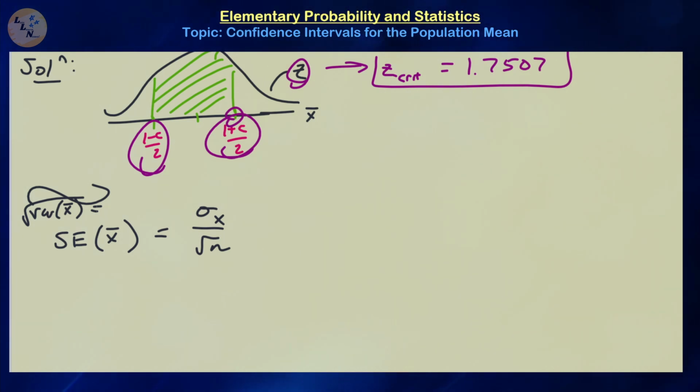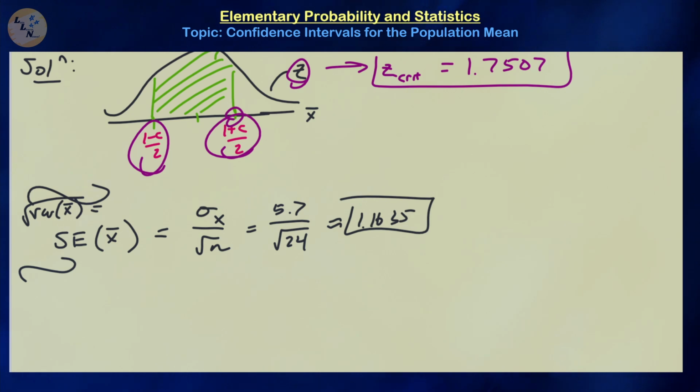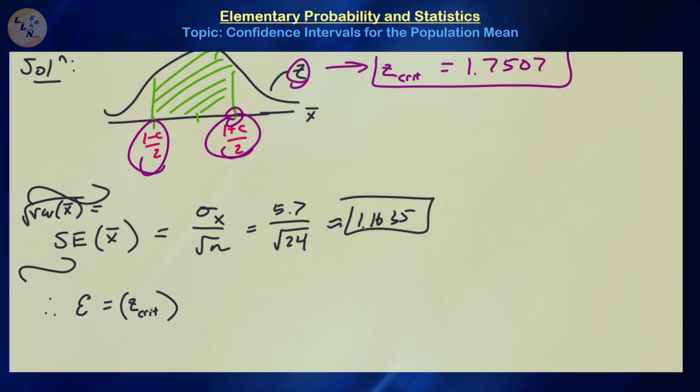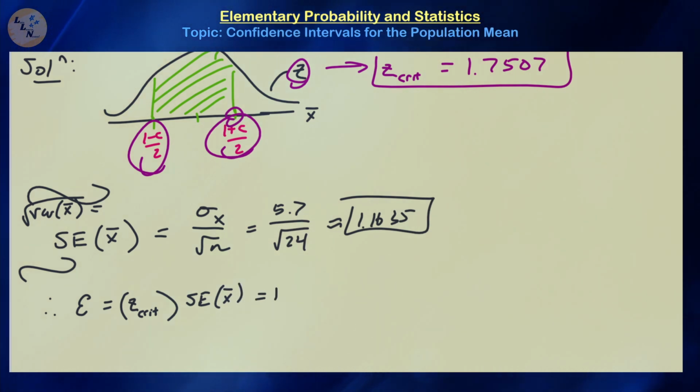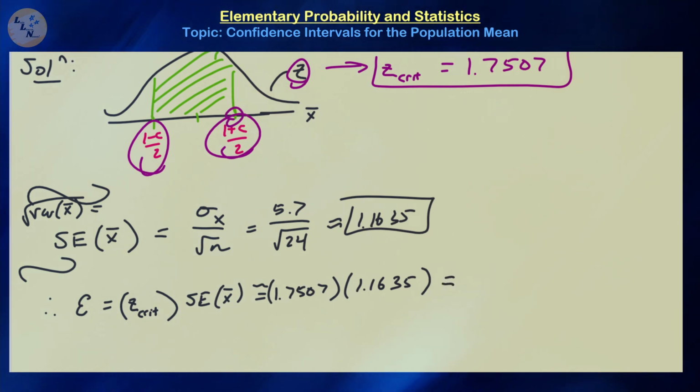So once we have sigma x and square root of n, which we have both of those numbers, that's just going to be equal to 5.7 divided by the square root of the sample size of 24, which is going to come out to approximately 1.1635. So that's our standard error. The next thing that we need to calculate is the margin of error for our confidence interval. So remember, the margin of error is going to be equal to the critical value times the standard error associated to our estimate. So once we do 1.7507, so that's an approximation of course, times 1.1635, you're going to get a margin of error of approximately 2.0369.